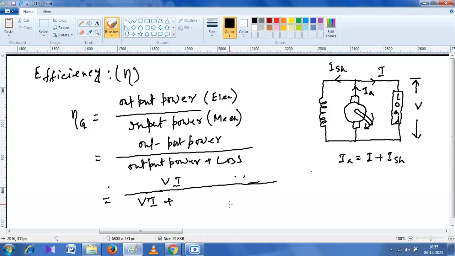First tell me, does the copper loss depend on armature current or the voltage? Armature current. So this is basically a variable loss. So we write here Ia square Ra.